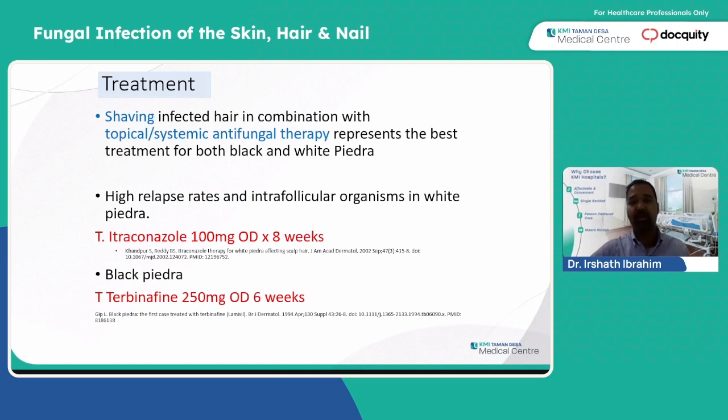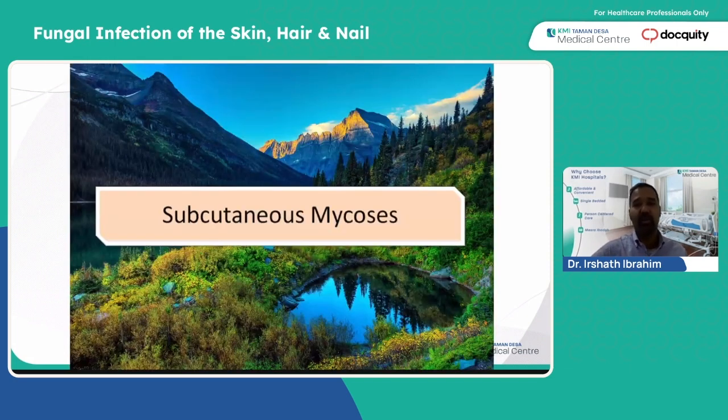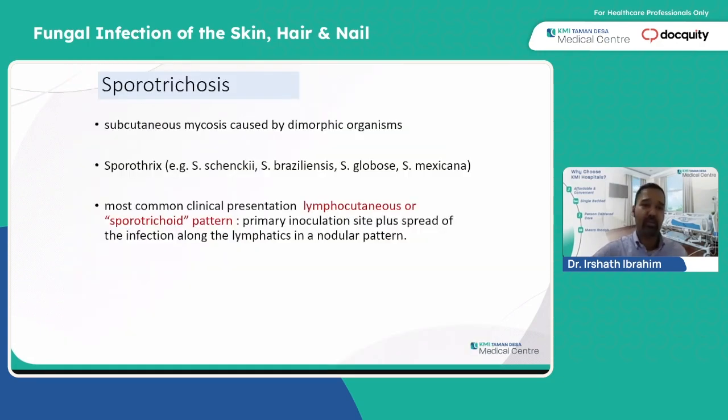Okay, last one, subcutaneous mycosis. This is a very large topic, so I'm only going to talk about sporotrichosis because this is what we commonly come across in our practice. It's due to Sporothrix schenckii, the typical fungus that causes sporotrichosis. The most common clinical presentation is lymphocutaneous, otherwise known as the sporotrichoid pattern. You get a cat scratch or cat bite, which causes a localized reaction, and then it can spread through your lymphatics in a nodular pattern.